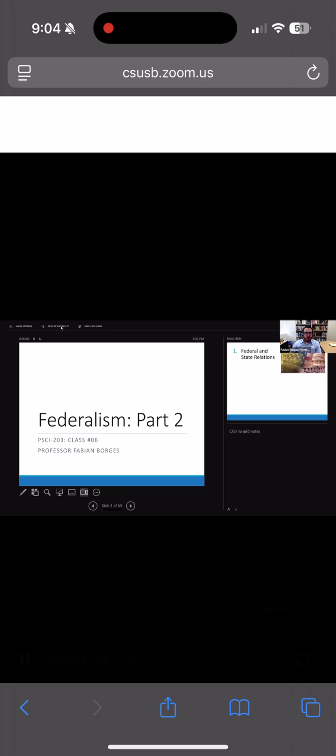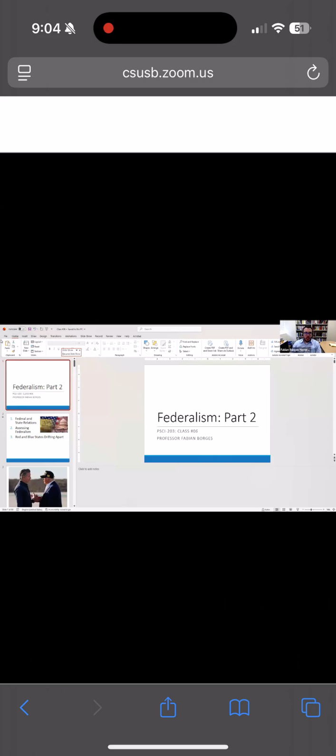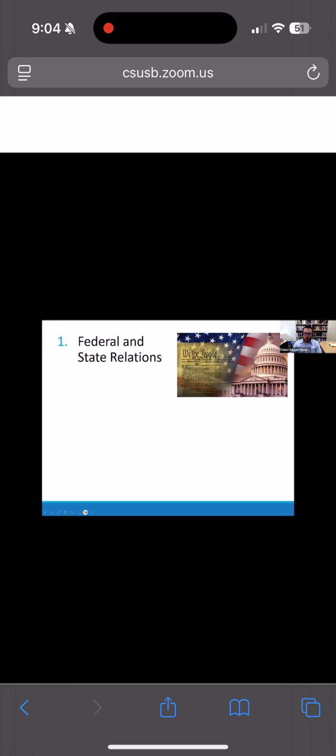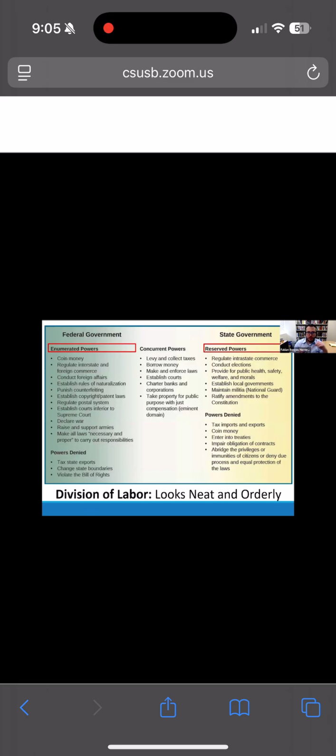So, federalism. Today we'll talk about federal and state relations. We will assess the benefits as well as some of the problems of federalism. And then we'll talk about what's been going on in American politics, which is red states and blue states, Republican states and Democratic states moving further apart in terms of their policies. All right, let's start with federal and state relations.